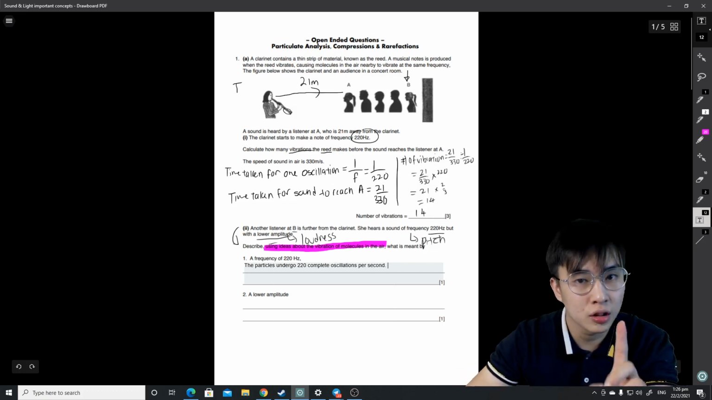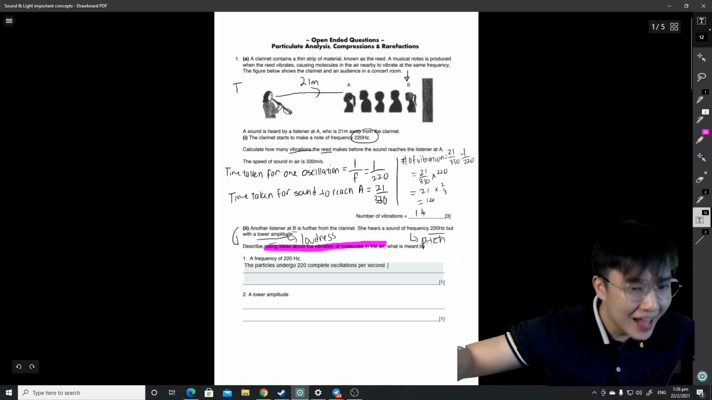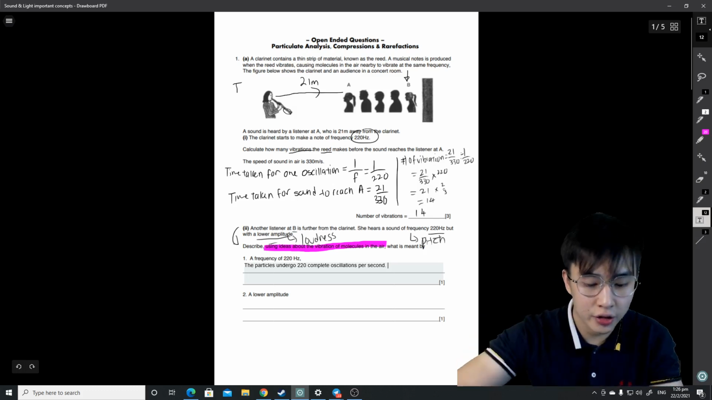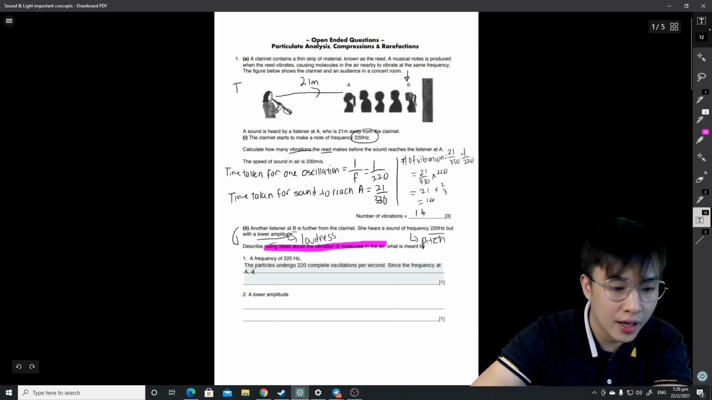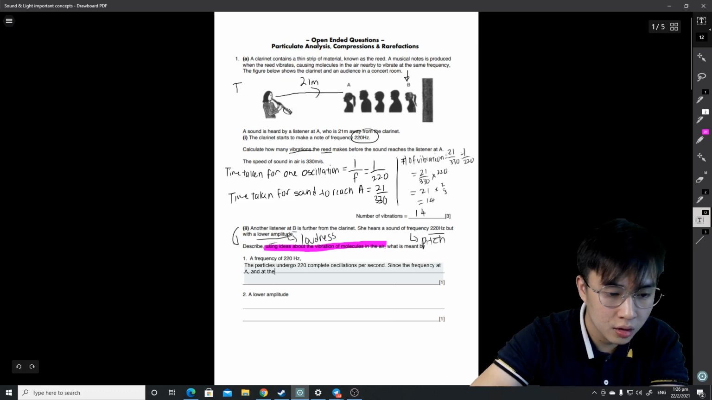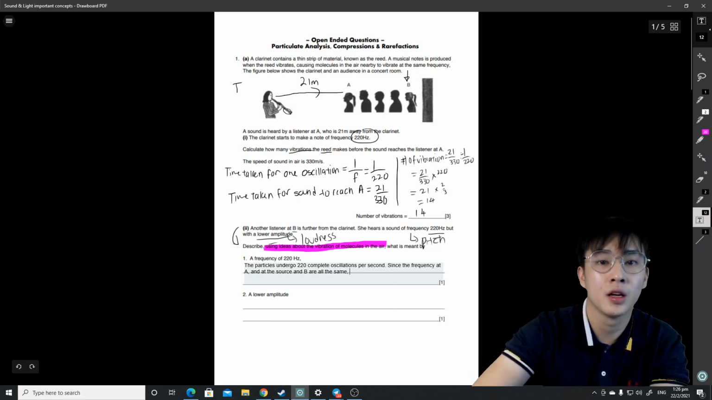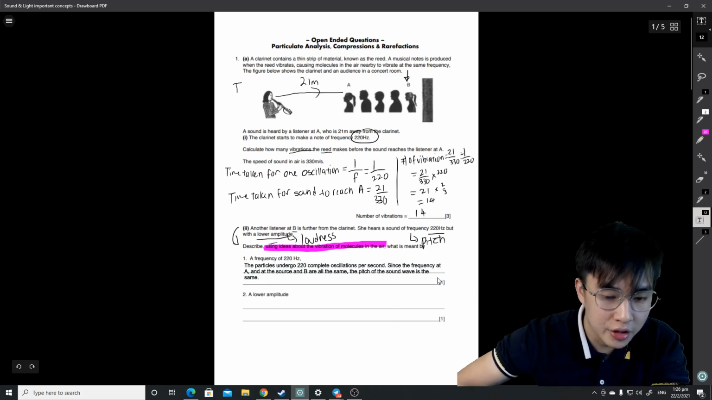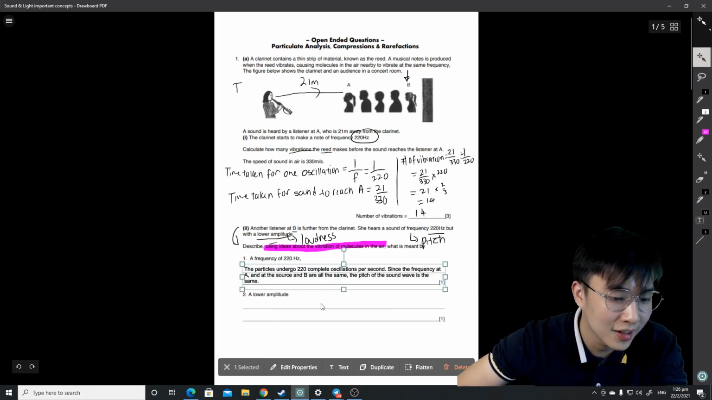At the same time, if the frequency at A and B and the reed are all 220 Hertz, then everybody will hear the same pitch. So now here you can say that since the frequency at A, at the source, and B are all the same, the pitch of the sound wave is the same. So extremely easy question. Just remember, be careful, be precise, and get your A1. Okay, so that's pretty much it.